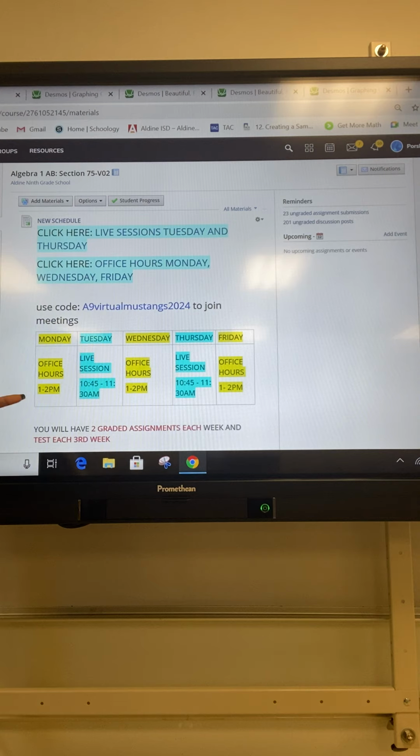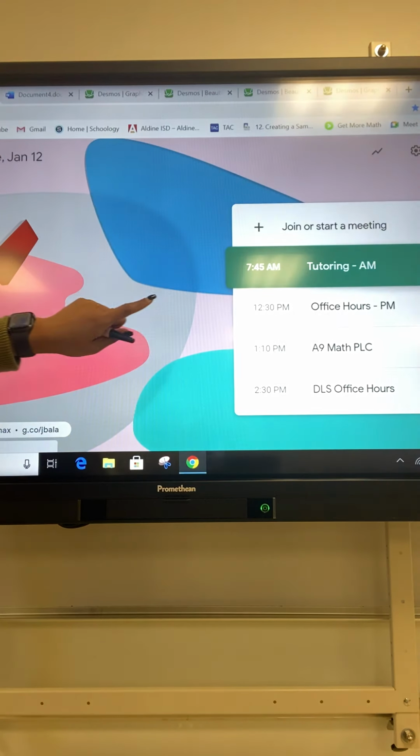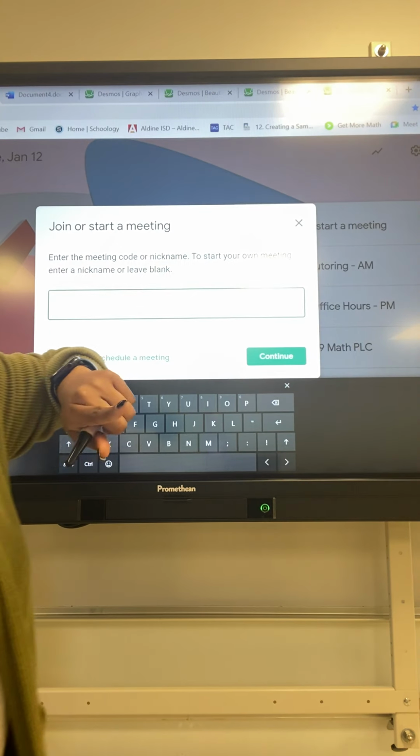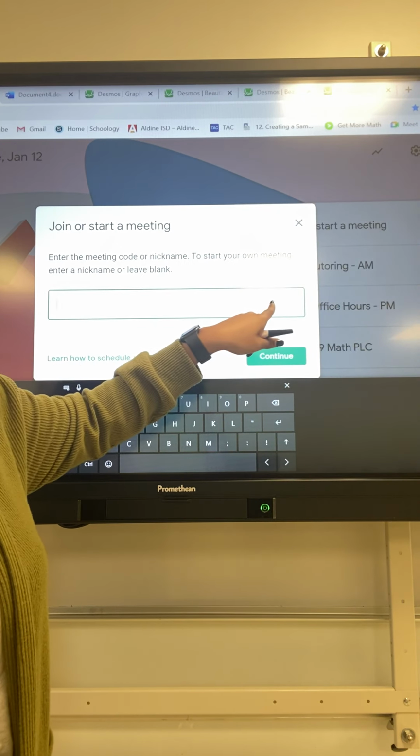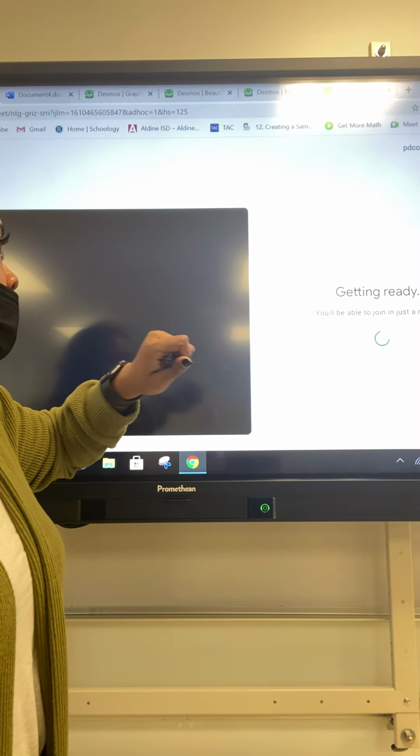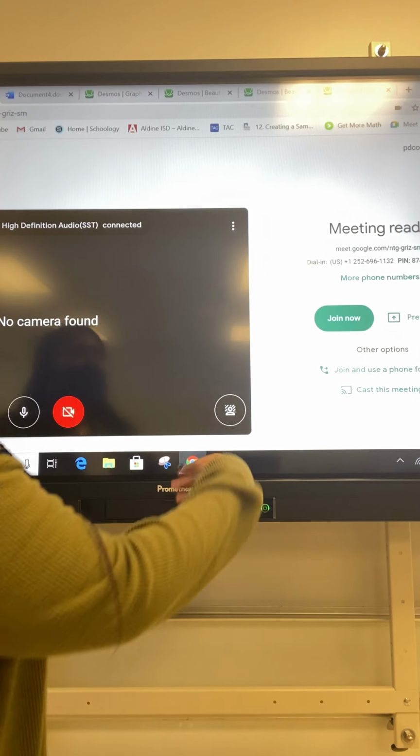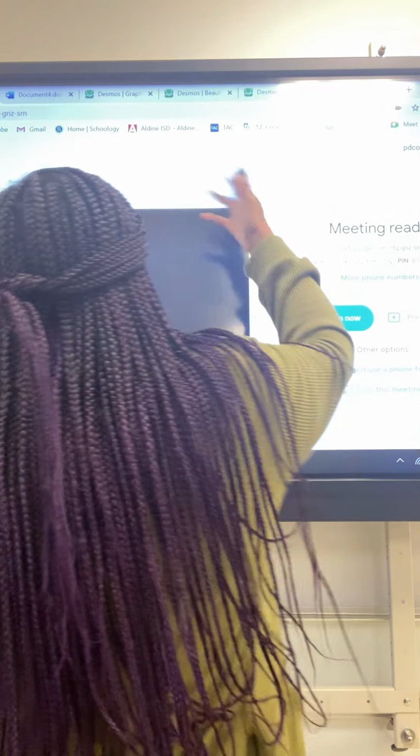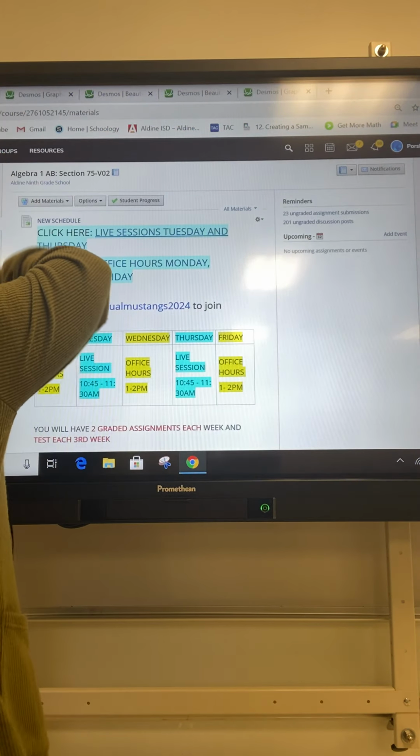In order to get to those sessions, the links are up here. So what you'll do is click the link, and then you're going to have to enter this code to join the meeting. What that looks like is you will click here, and then you want to join or start a meeting, and that's where you're going to put in that code. Once you put in the code, you'll be able to start the meeting. This meeting is not started, but anyway, that's how you will do it, okay?